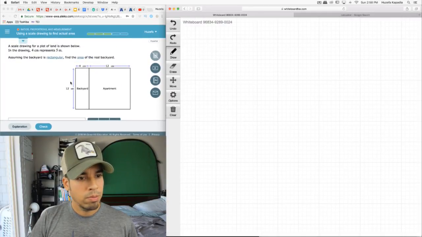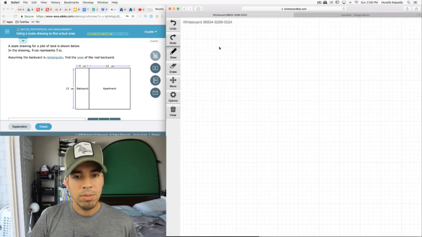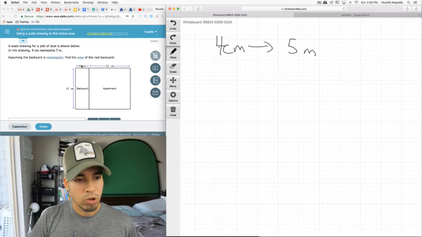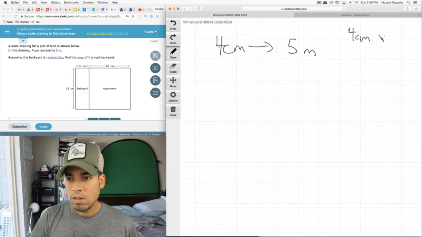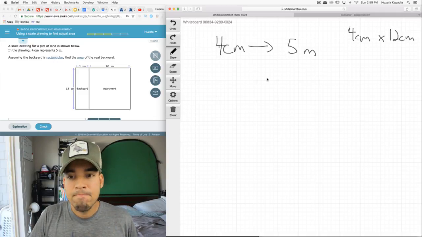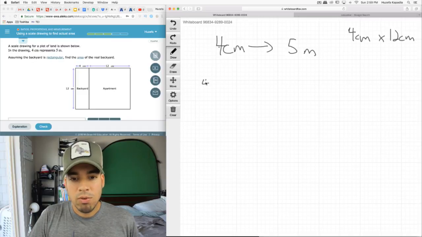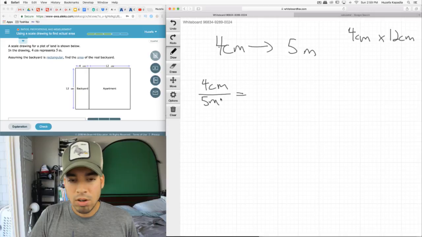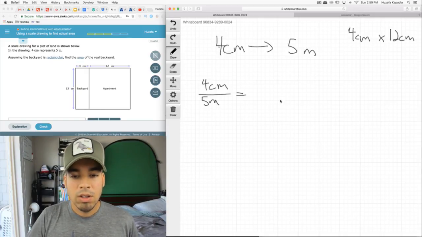Okay, we want the area of the real backyard. So again, 4 centimeters represents 5 meters. So we're going to set up a similar proportion. Remember, the dimensions are 4 by 12. And let's convert these both to the meter value. So I can say 4 centimeters is equivalent to 5 meters. And then this is our scale proportion.